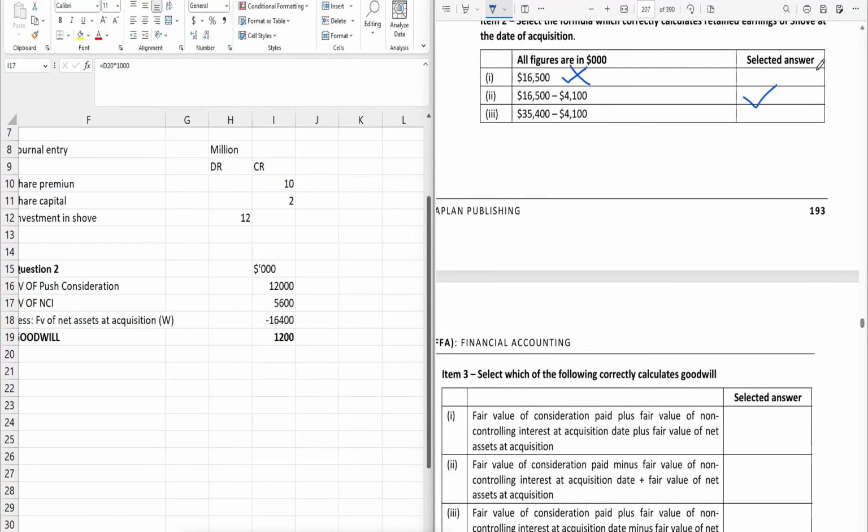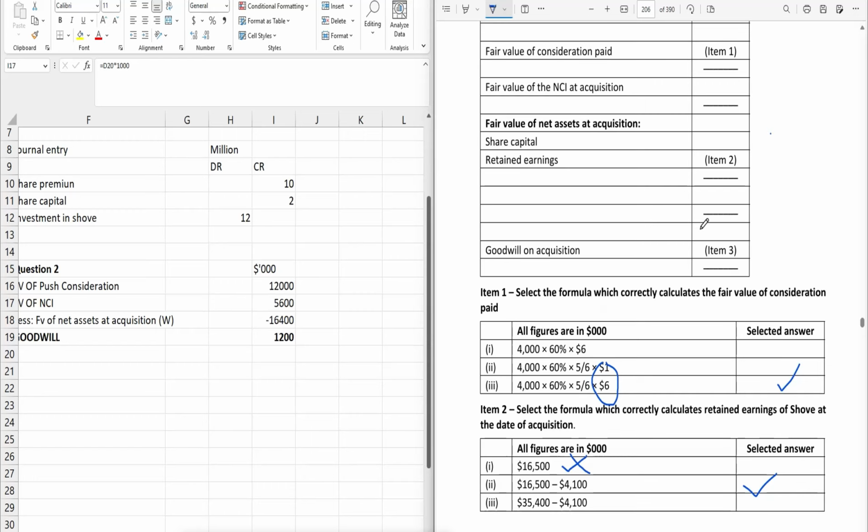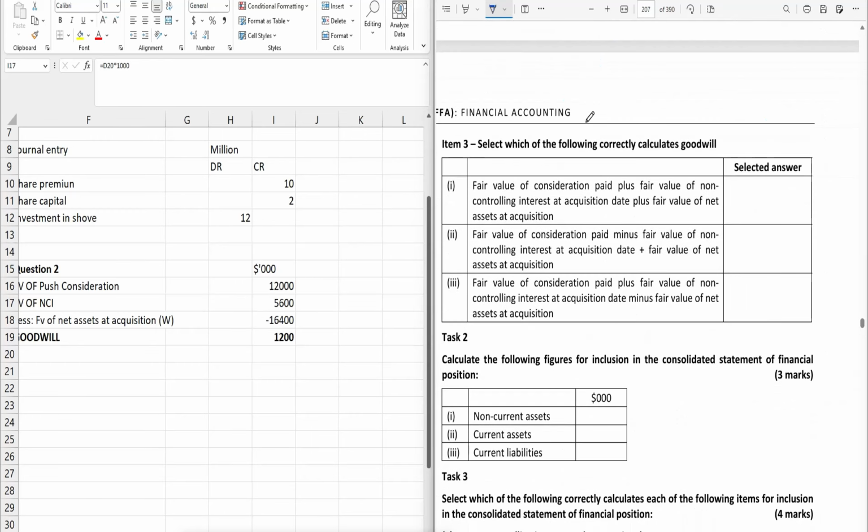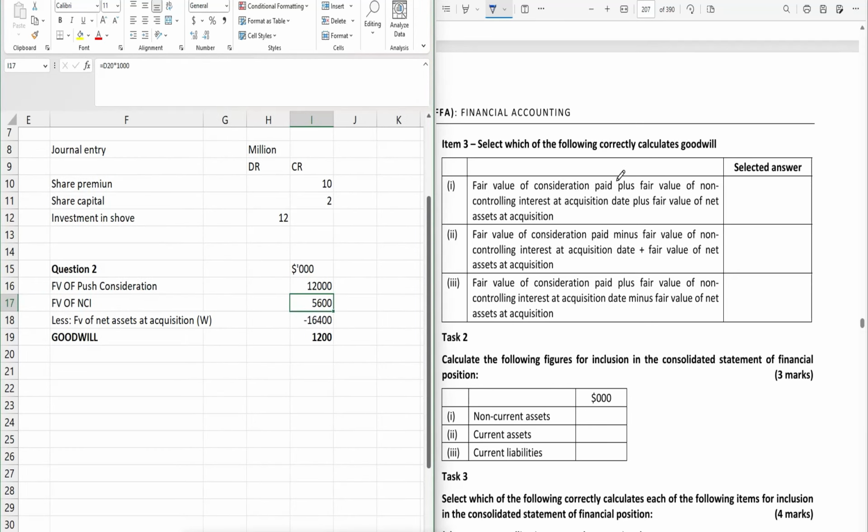Okay, so now the third item: select which of the following correctly calculates the goodwill. Fair value of consideration, yes, we have taken the fair value of consideration, plus fair value of NCI, controlling interest at acquisition date. Yes, we have taken the fair value of NCI, plus fair value of net asset at acquisition. No, we don't add, we will subtract. So that's why it's incorrect.